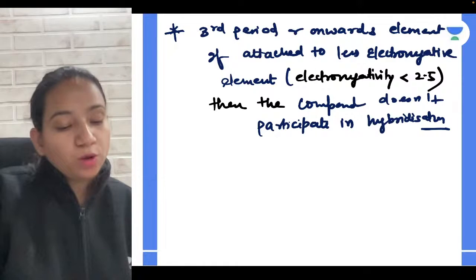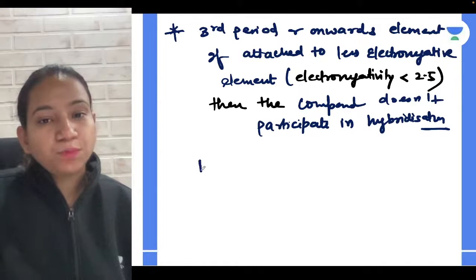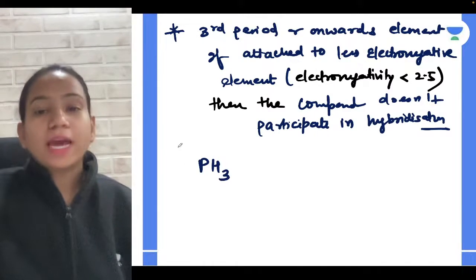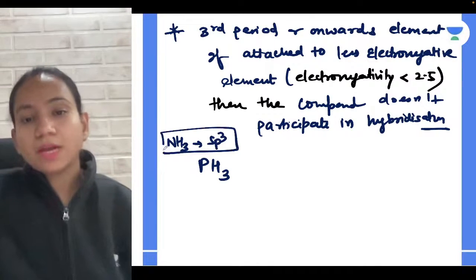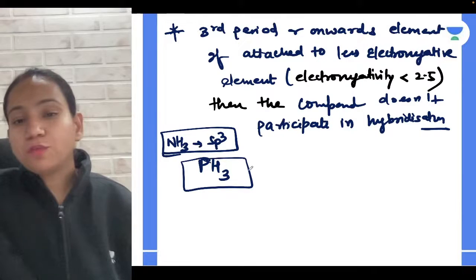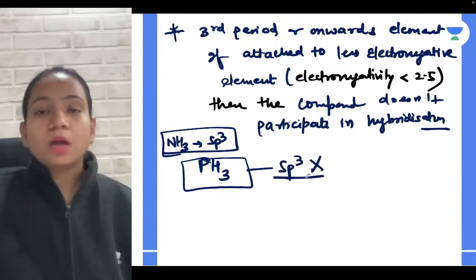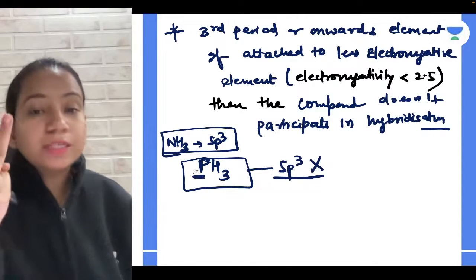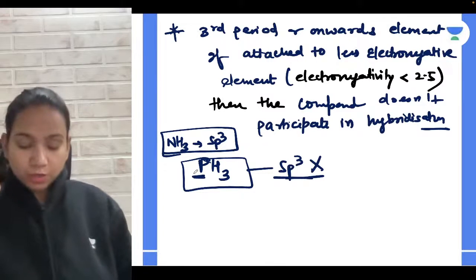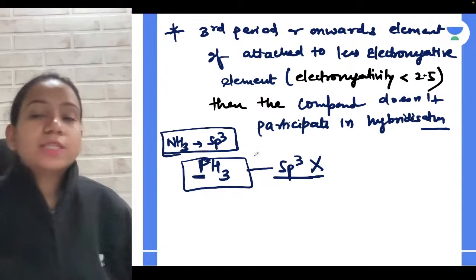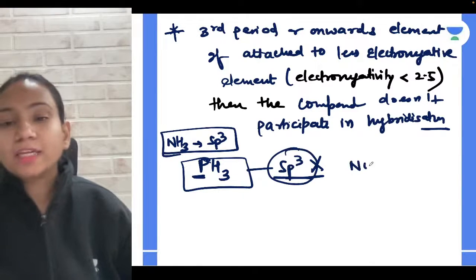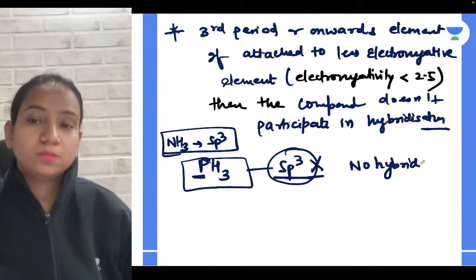There are a few compounds which come under it, like PH3. The hybridization of NH3, if you check, is sp3. Correct. But for PH3, if you write sp3, it's wrong, because phosphorus belongs to the third period and it is attached to a less electronegative element, which is hydrogen. Hydrogen has 2.1 electronegativity. So you won't write sp3, you will write no hybridization.